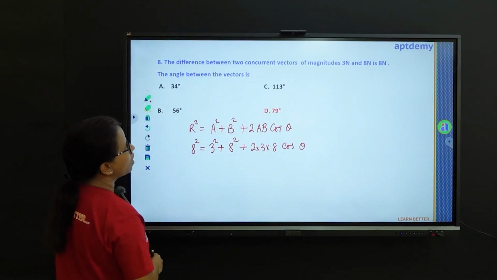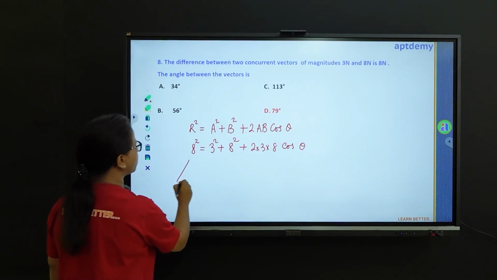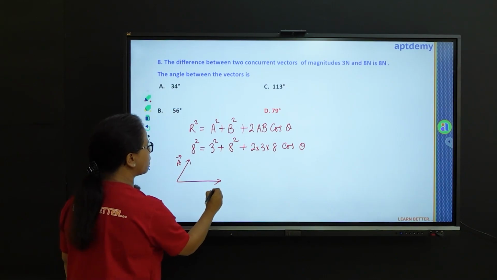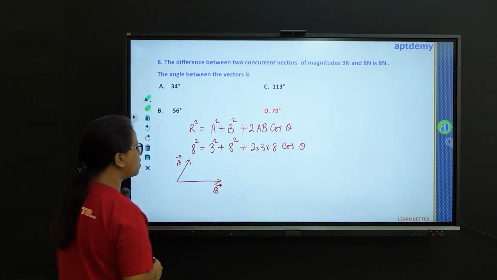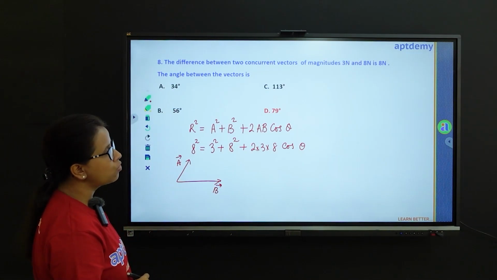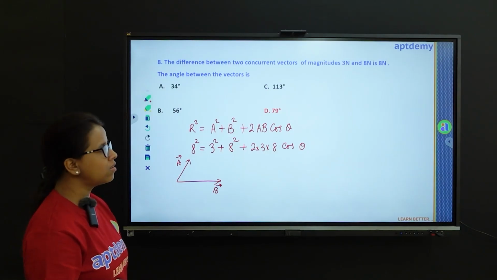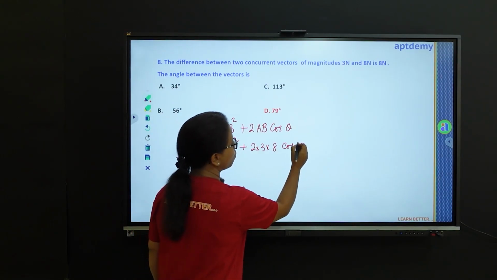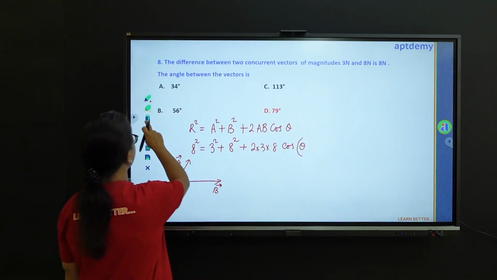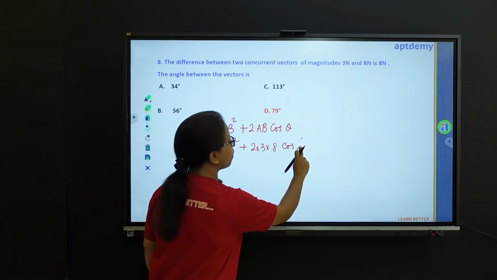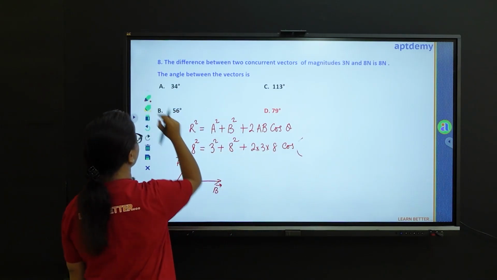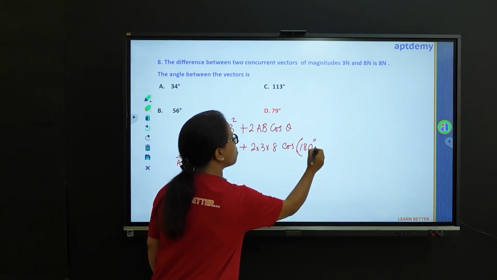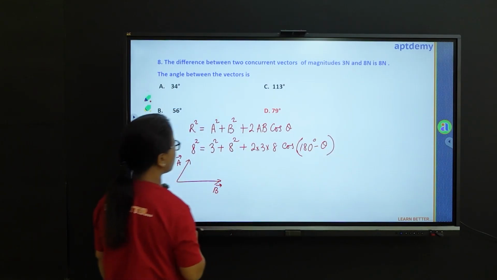Whenever we are talking about concurrent vectors, it is somewhat of this sort. This is one of the vectors and this is the other vector. So mind it, we are actually concerned with the angle. So the angle is actually not theta here, but it is actually 180 minus theta. So this is one thing that you have to note here. The angle that we are taking here is not theta, but 180 minus theta.